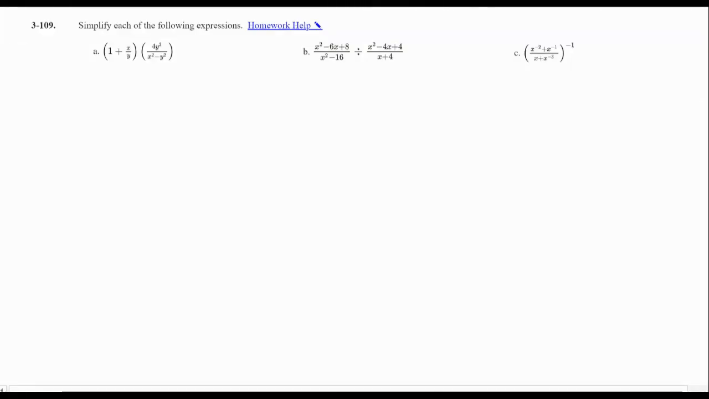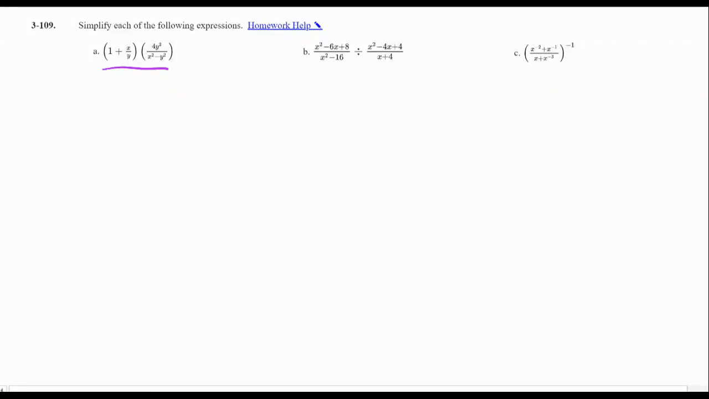You're asked to simplify each of the following expressions. When I look at these, honestly, the division isn't super scary. The powers of powers is not super scary as long as you know what it means to have a negative exponent. The thing that worries me the most is this first one, because I have this addition and then this fraction that it's multiplying together.